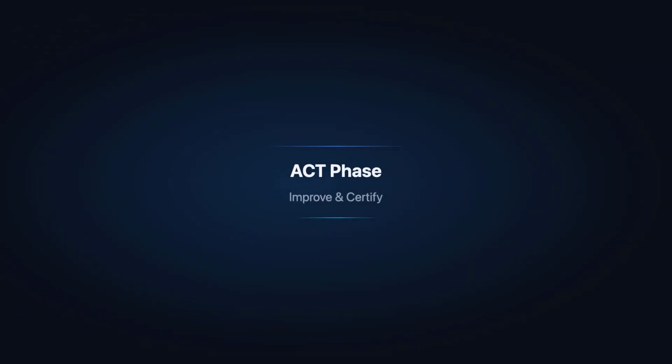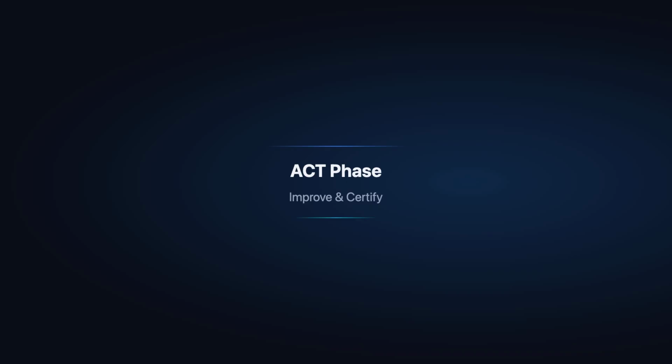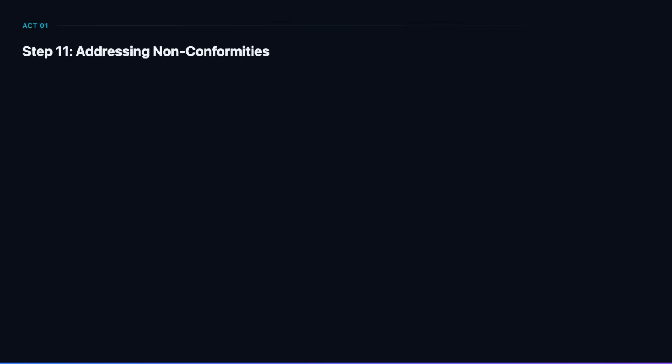Finally, the ACT phase focuses on addressing nonconformities, driving continuous improvement, and achieving certification. When nonconformities are found, a structured corrective action process ensures they're properly resolved and don't recur. The process starts when a nonconformity is identified, whether through internal audits, monitoring, customer complaints, or day-to-day observation. Nonconformities are instances where processes or outcomes deviate from established standards.